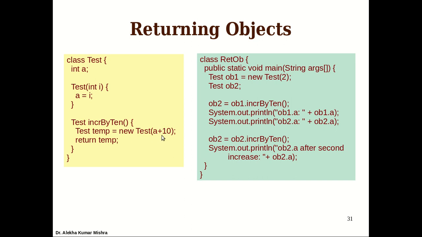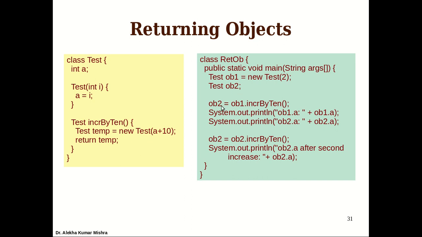So this method creates an object itself by passing the incremented value. Whatever value is passed will be assigned to the A of the object which is created. So if A is 1, temp will get the value 1 plus 10, that is 11. The new object will be created with the initial A value equal to 11. Then return the temp. That's it. In main we first create an object OB1 by passing value 2, so the A value is 2 here. Then another object we've just declared.